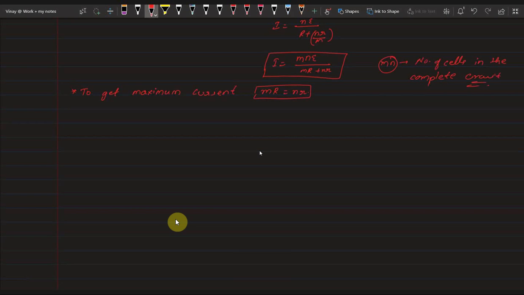Here Mn can be taken as the number of cells in the complete circuit or whole circuit. Now listen. Based on this, I will give you an example model problem of how the questions are going to be asked.